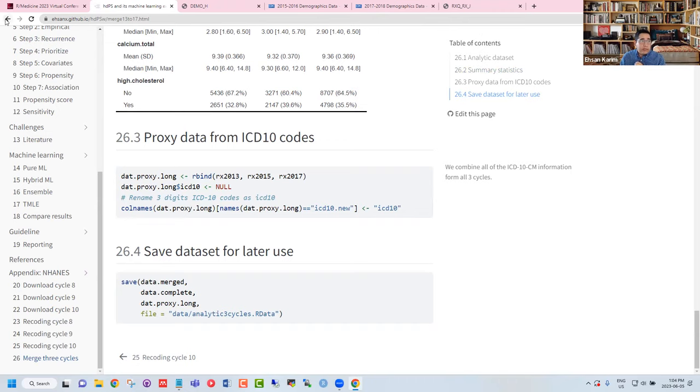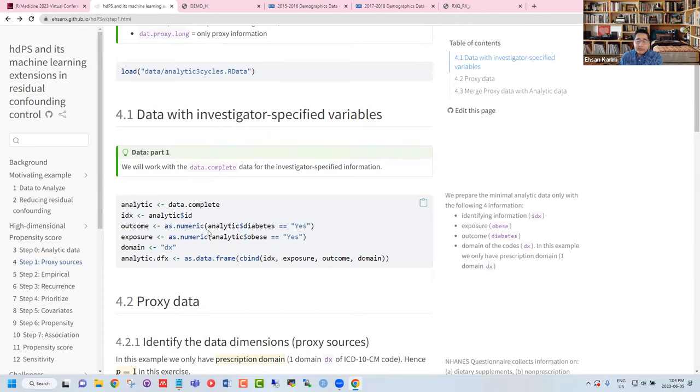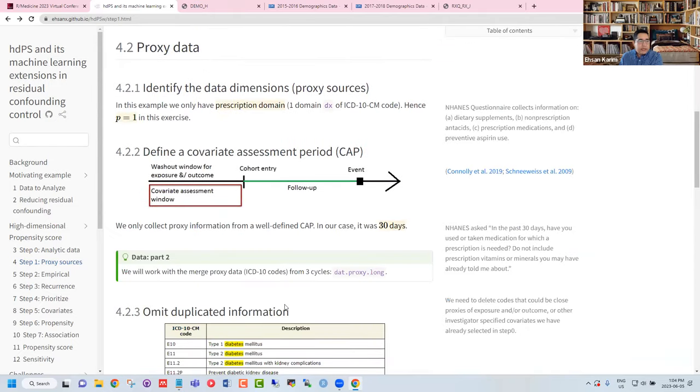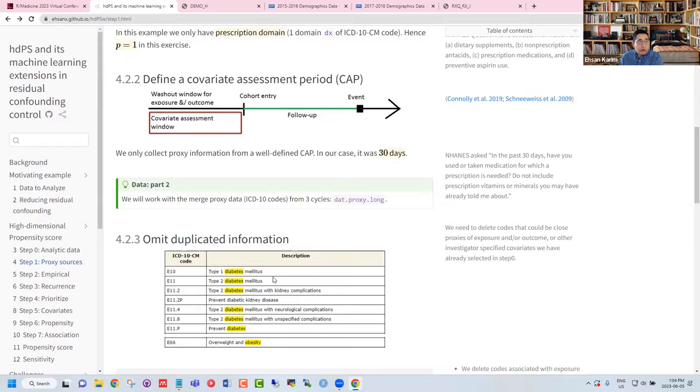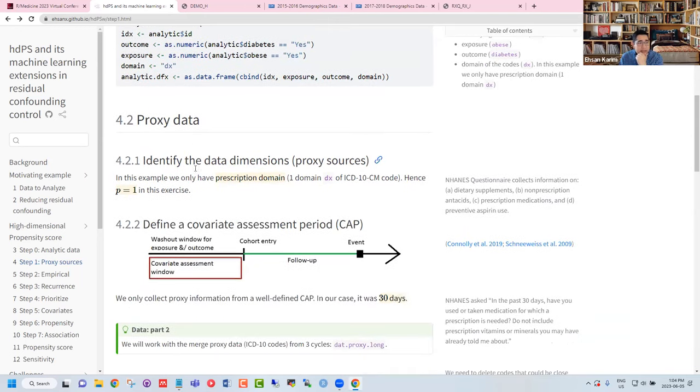So there are two different parts of the data that we are talking about. Part one of the data was the complete case data with all of the investigator-specified covariates. And the second part of the data is basically the information that we got from the proxy information, right? So let us talk about the investigator-specified covariate part of the data. This is data that was built based on the complete case analysis, and the proxy information is something that we have created based on the information that we have obtained from the last 30 days.